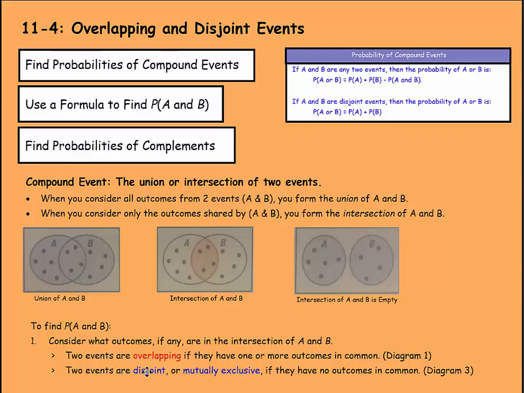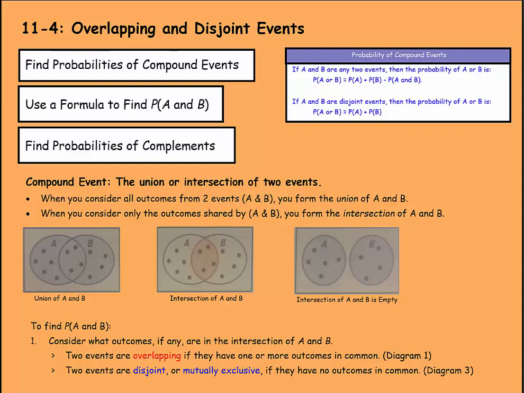Two events then are disjoint or mutually exclusive if they have no outcomes in common. And that's what this diagram shows. This would be if I was trying to randomly pick a freshman and a junior. You can't have someone who's both a freshman and a junior. So that makes these disjoint or mutually exclusive.